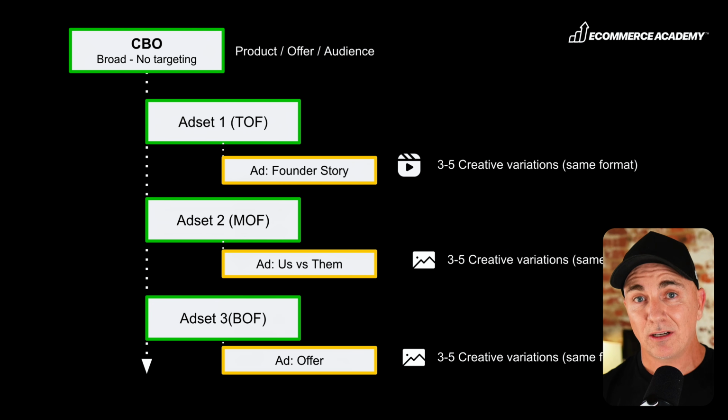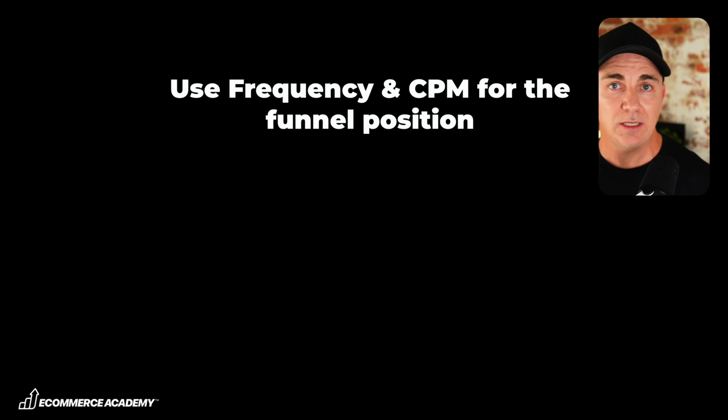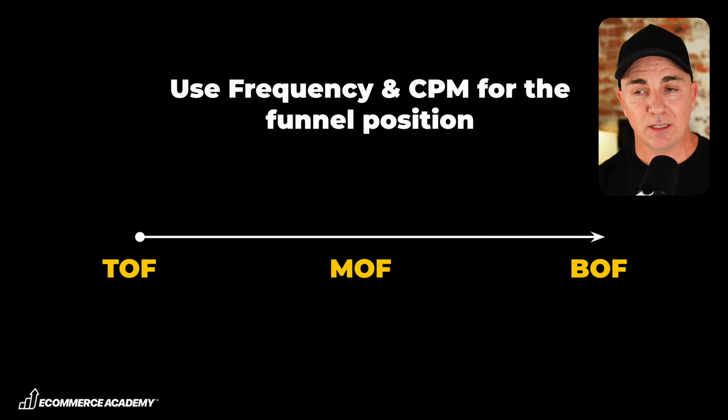And then once we do that, the cycle continues. We see what's working, we see what's not working, and we just keep testing, okay? But how do we determine where in the funnel it sits? Well, it's pretty easy. There's metrics within Meta that we know about, right? So we're going to use frequency and CPM to find the funnel position. So we've got top of funnel, middle of funnel, and bottom of funnel.